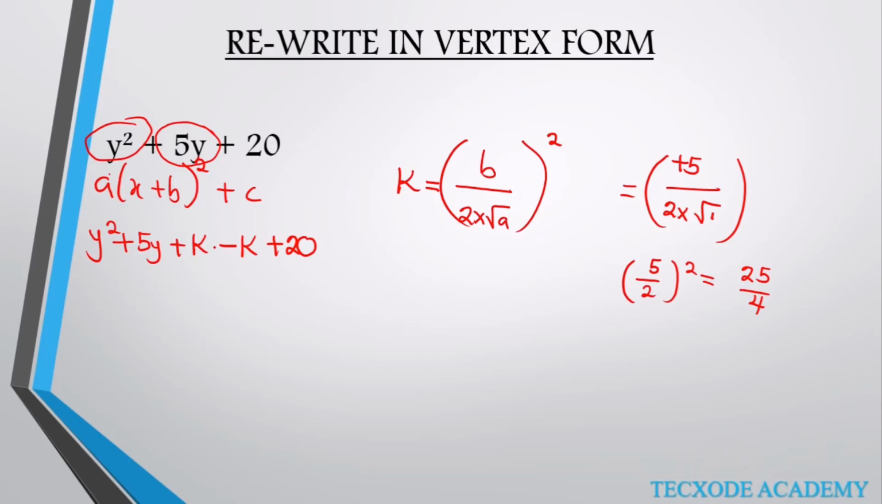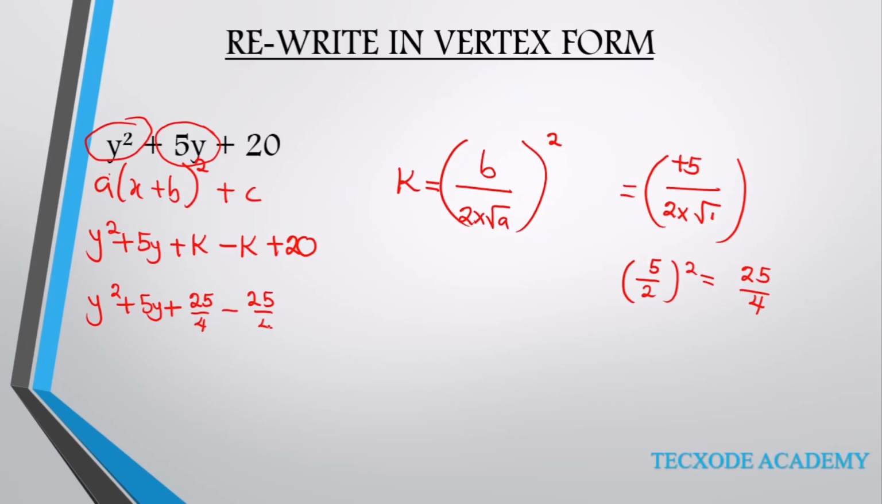So let's return that to our expression. We're going to get y squared plus 5y plus 25 over 4 minus 25 over 4 plus 20. Okay, so I'm adding the k and I'm subtracting it at the same time. So I've not done anything to truncate the expression.